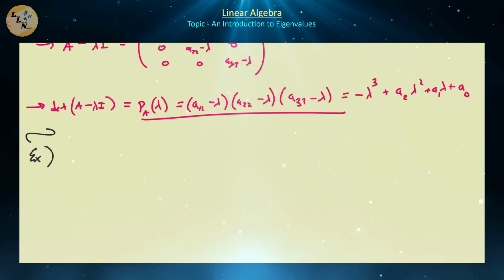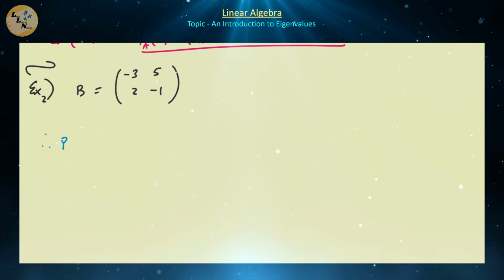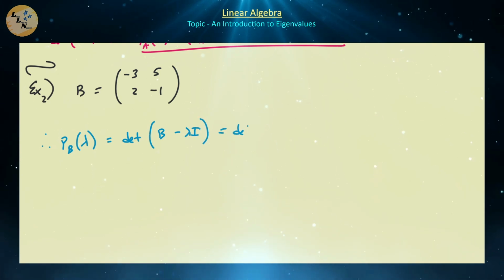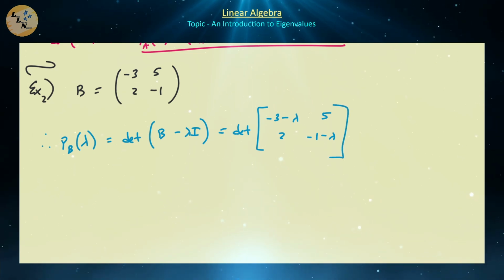Let's look at a particular numerical matrix, a nice little 2 by 2. For example, let B be equal to minus 3, 5, 2, and minus 1. Let's see if we can find the characteristic polynomial for B. By definition, the characteristic polynomial for B is going to be equal to the determinant of the matrix B minus lambda I. That's going to be equal to the determinant of the 2 by 2 matrix with minus 3 minus lambda and minus 1 minus lambda on the diagonal, and 5, 2 elsewhere.